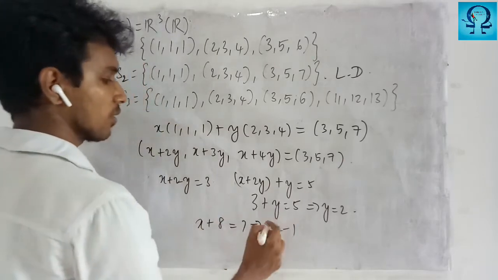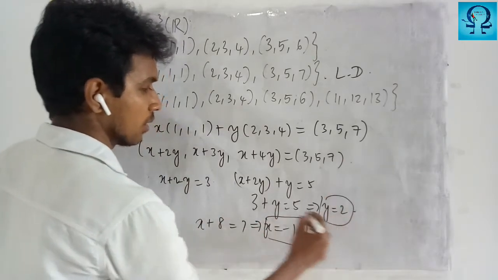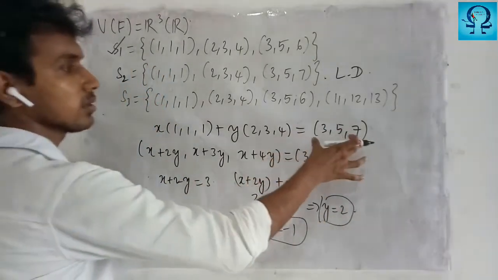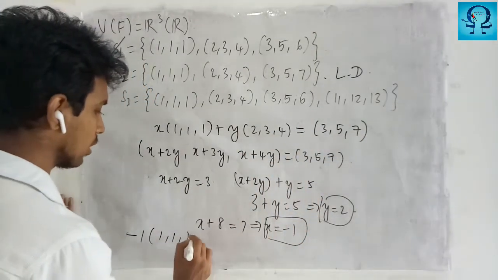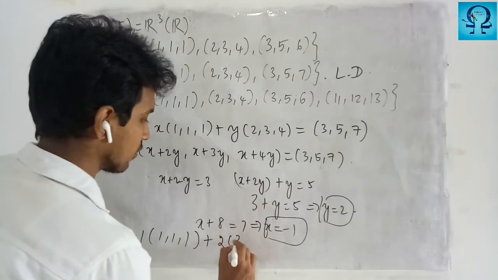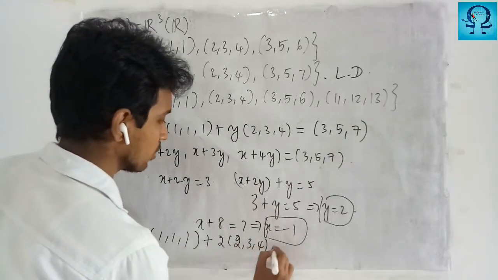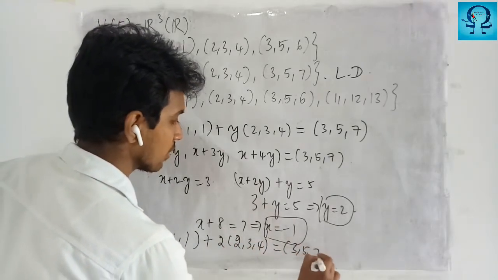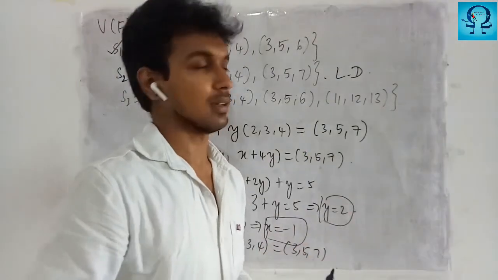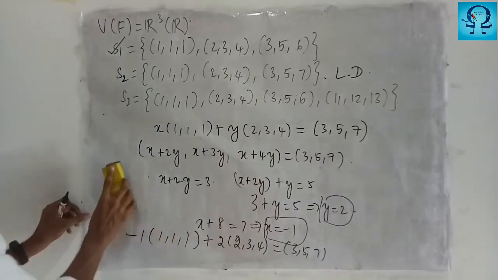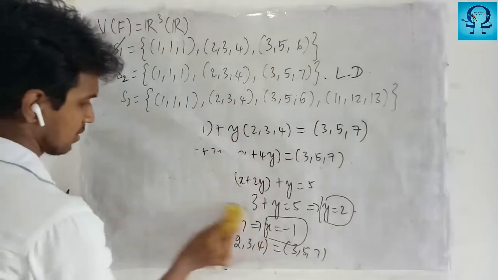You can substitute the value of x and y in anything and you can check. So this 3, 5, 7 can be written as minus 1 times 1, 1, 1 plus 2 times 2, 3, 4. This is your 3, 5, 7. So the theorem is verified for these vectors. Now let us check for the third case.